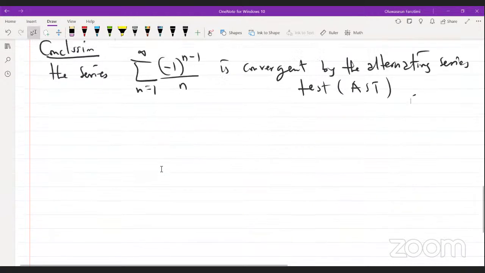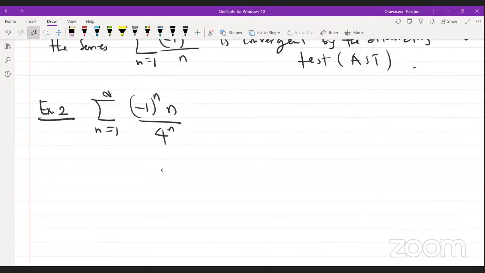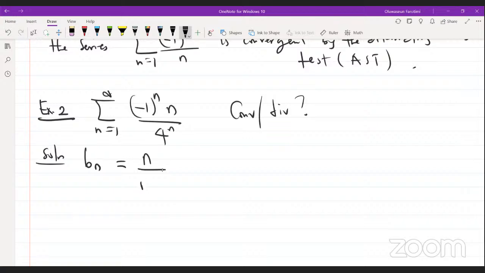All right. So now let's see another example. Example 2. In example 2, this is the series we're concerned about right now. Converge or diverge? We don't know until we do something. Okay, solution. Firstly, identify your b sub n. b sub n is the nth term. You don't have to include the alternating parts. So that means this is n over 4 to the power of n. What is b sub n plus 1? That means wherever you have n, go plug in n plus 1. So this is n plus 1 divided by 4 to the power of n plus 1.